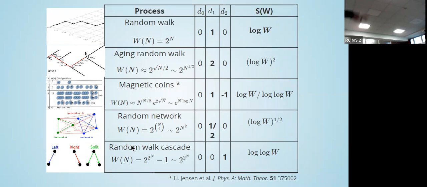So then for the magnetic coins, I call it magnetic coins, this is the structure forming systems from the previous talks. You can find that the sample space grows super exponentially. So it grows like n to n or like e to n log n. For this, the scaling exponents are 1 and minus 1. And here the entropy would be log W over log W.